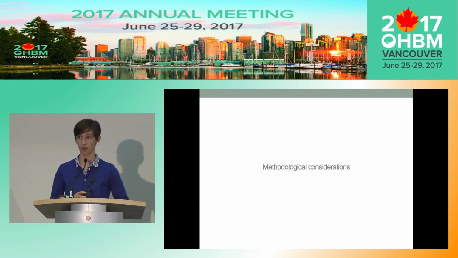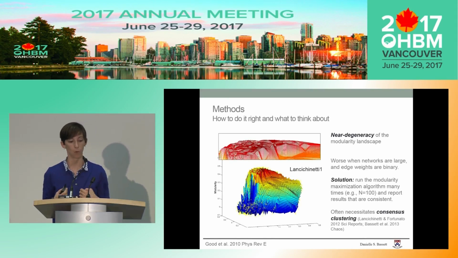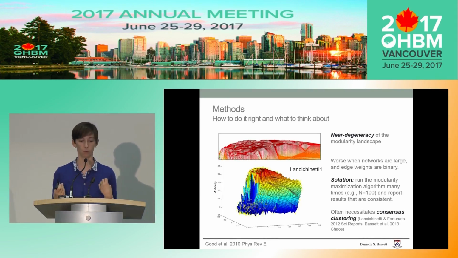Okay, so what are some methodological considerations? That's what we can do, and I'll give you code for it in a second. How do we do it right, and what should we be thinking about? The first thing that you should be thinking about is that actually maximizing the modularity quality function is NP hard. It's a really nasty problem. There are various heuristics to do it, some better than others.